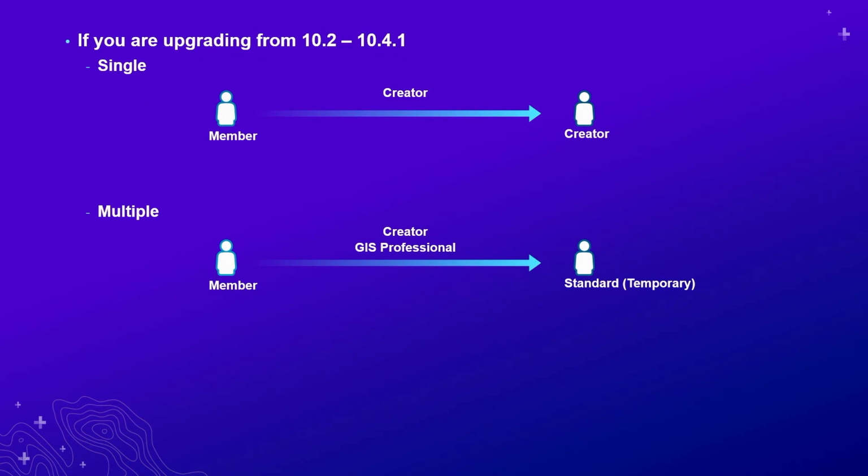So let's talk about what happens with user types. If you're upgrading from a version that's 10.2 through to 10.4.1, and you have a user type license file that just has a single user type compatible with level 2, say creator, all of your members are going to come over and be assigned a creator. If you have a license file that contains multiple compatible user types, say creator and GIS professional, all of your members are going to come over into what's called standard temporary user type, and I will talk a little more about that in a couple slides.